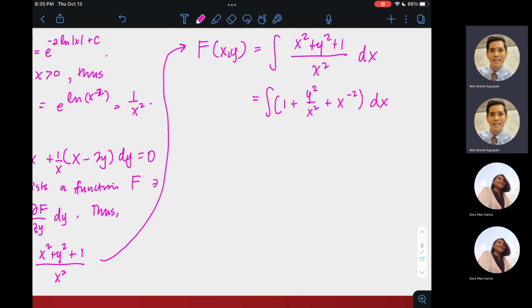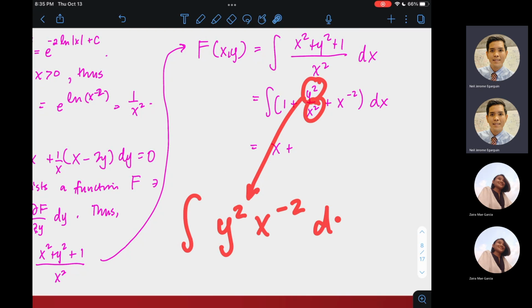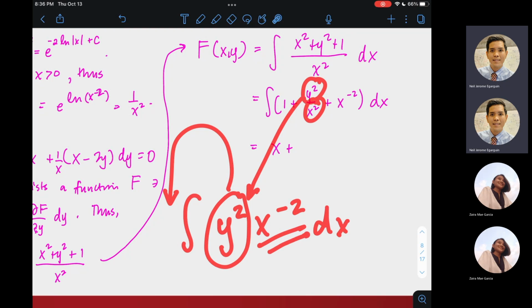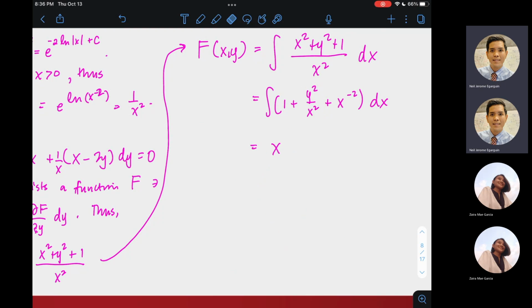Alright? Now, integral of 1 is just equal to x plus integral ng y squared over x squared. Pwede ko itong tingnan as integral ng y squared x to the negative 2 dx, right? Pero si y ay treated to be a constant sa integration with respect to x. So y squared will come out and then we'll just be left with the integral ni x to the negative 2. Pero ang integral ni x to the negative 2 ay x to the negative 1 over negative 1. So magiging minus x to the negative 1 times y squared na lamang siya.